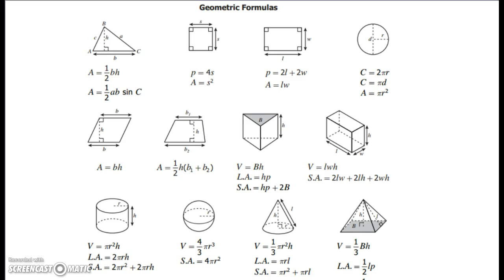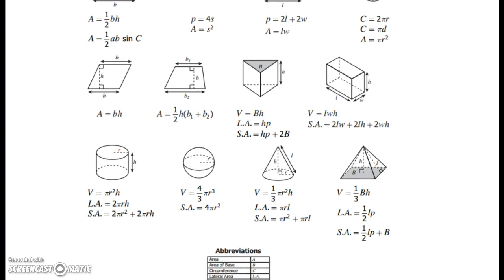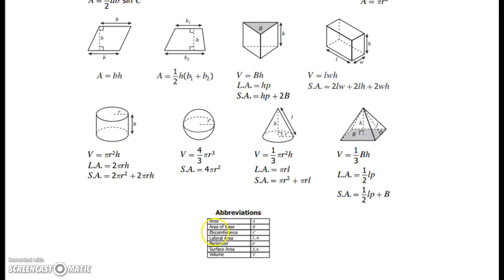The other thing that I want to talk about is some of the variables. Some of the variables are a little weird, like capital B. You'll see it in a couple of these. If you can't remember what the variables mean, you can always look on the abbreviations part at the bottom of the formula sheet, and it says that capital B is the area of the base. So for this pyramid, if I wanted capital B, I would need to find the area of this square or rectangle, whatever shape it is.